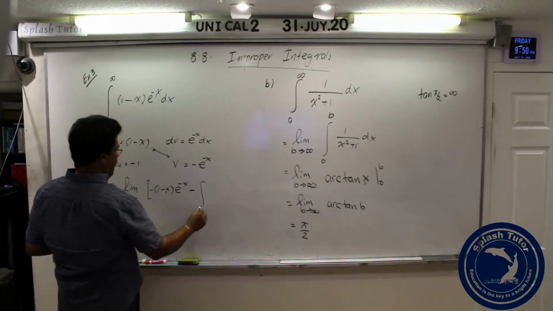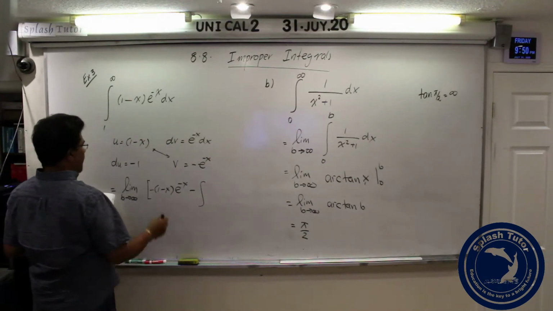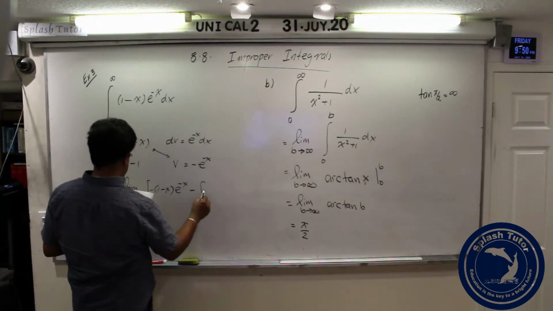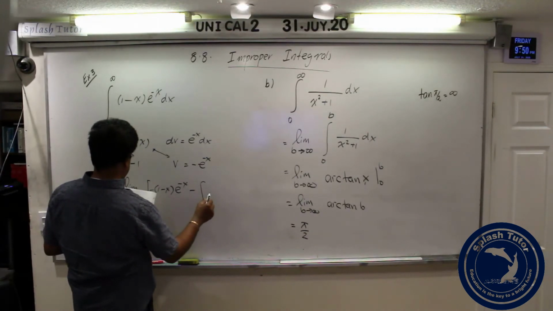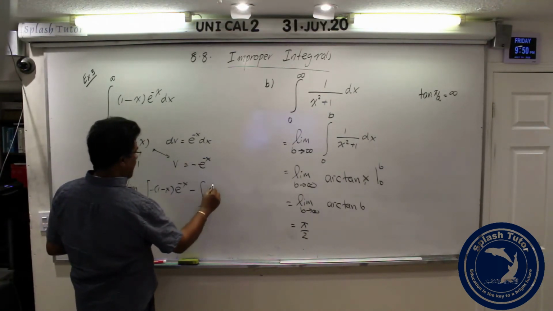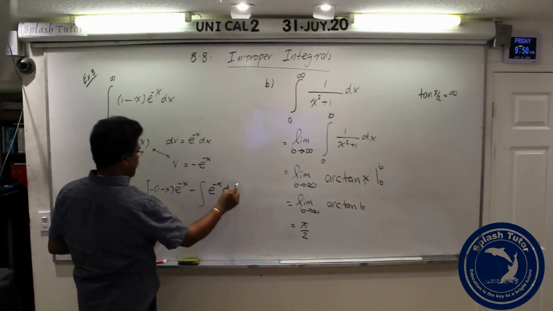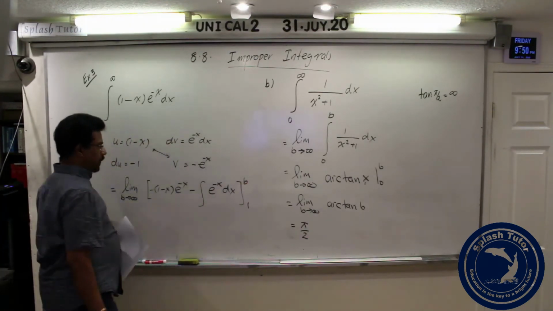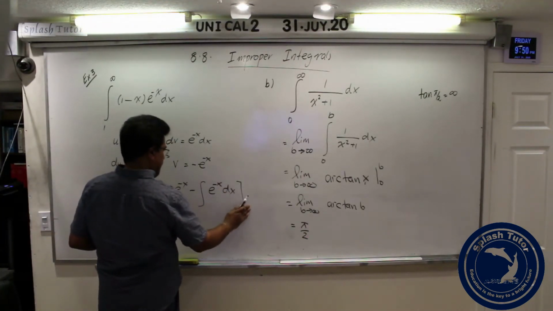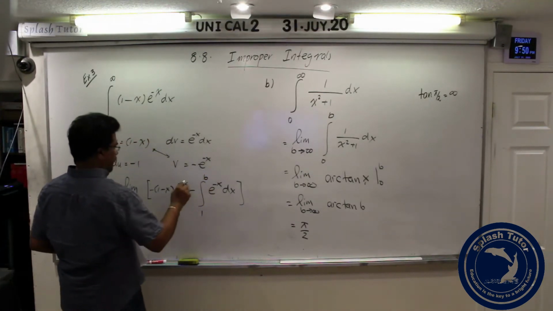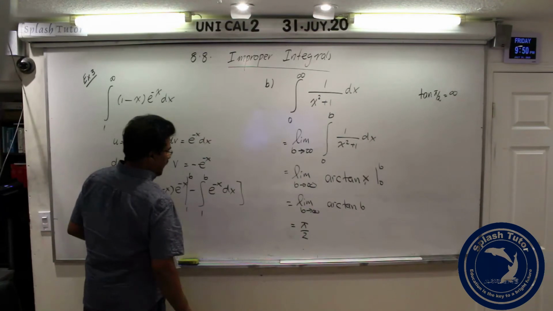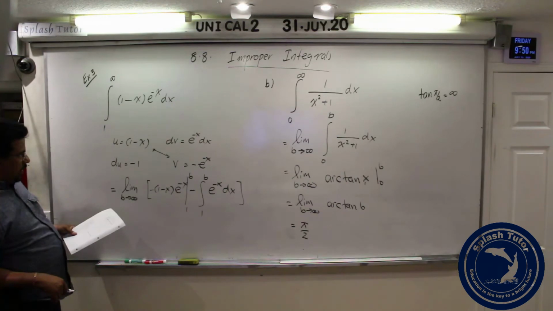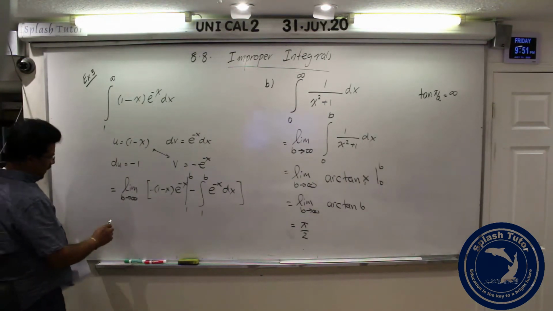Minus the integral of this times this, that is minus, and then minus again, that is the e to the power minus x dx from 1 to b. Sorry, 1 to b here, 1 to b, right? Okay, now when we do that, when you expand everything, you get the limit.